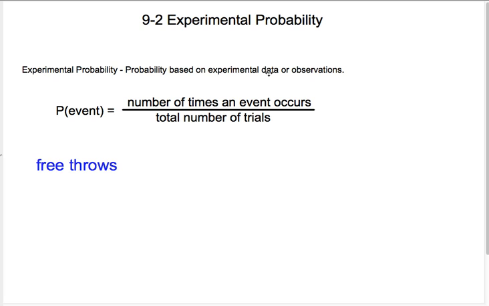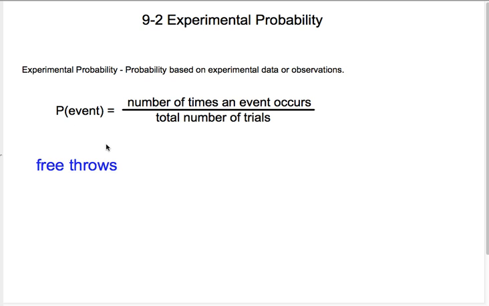Oftentimes you'll use experimental probability when the different outcomes are not equally likely. For instance, when I talk about tossing a cup, it's not equally likely that a cup will land on its top or its bottom or its side. They have different likelihoods. And so experimental probability would help in that case to determine what the actual probabilities are.